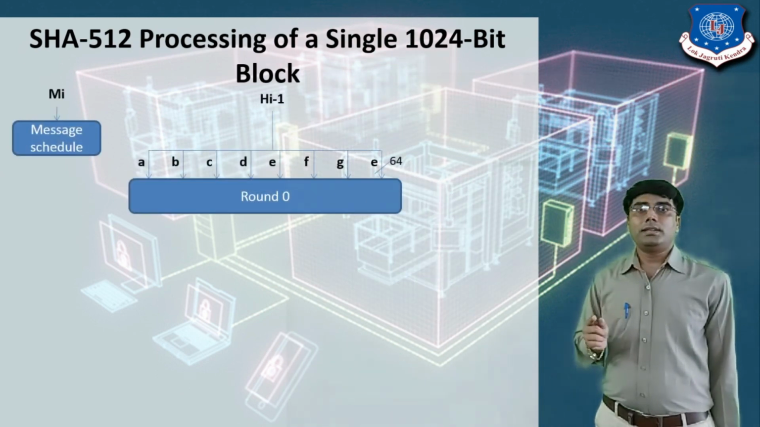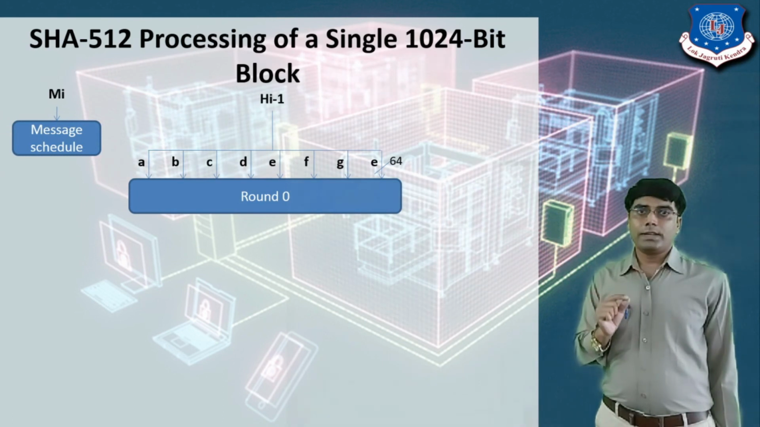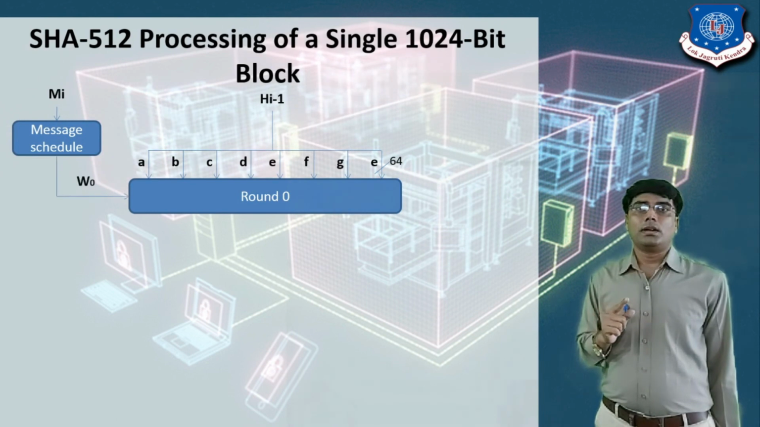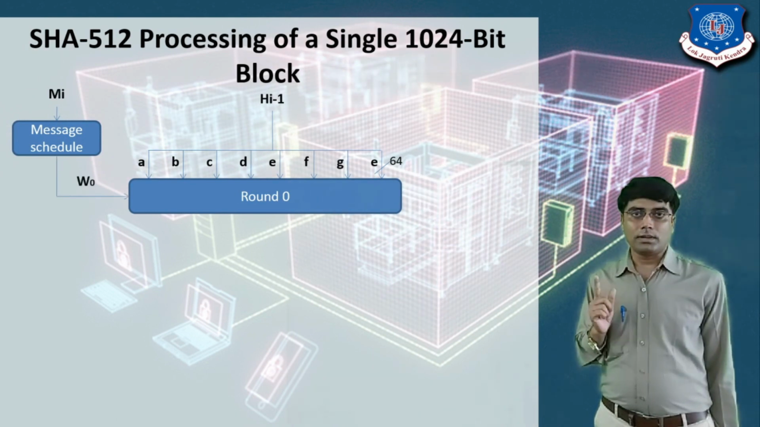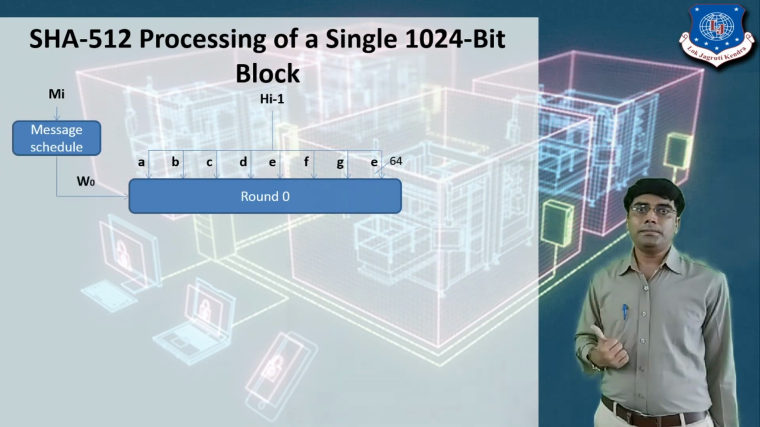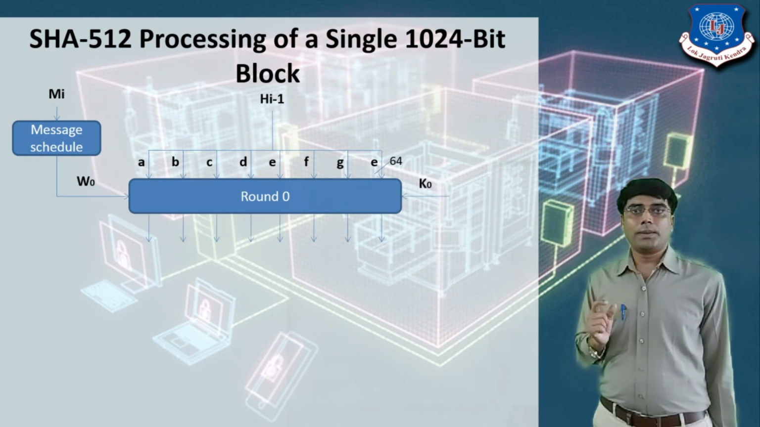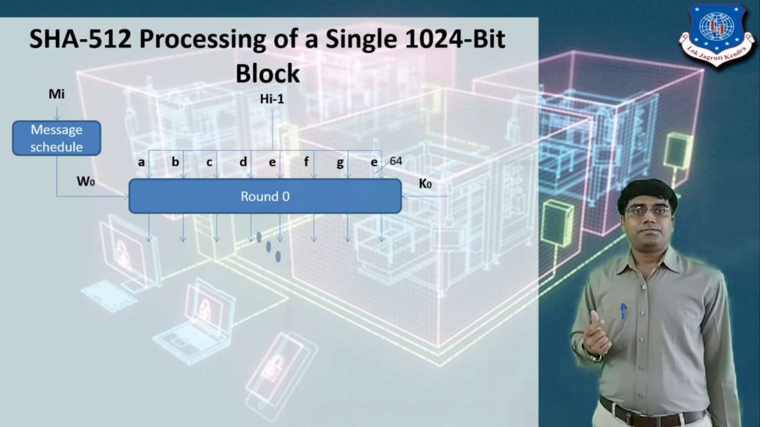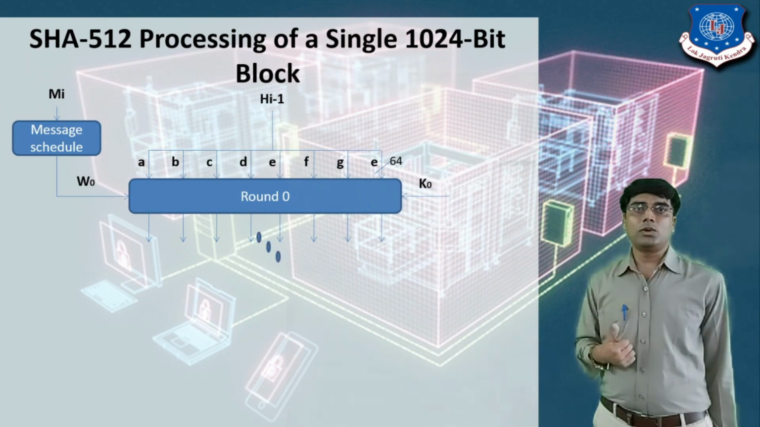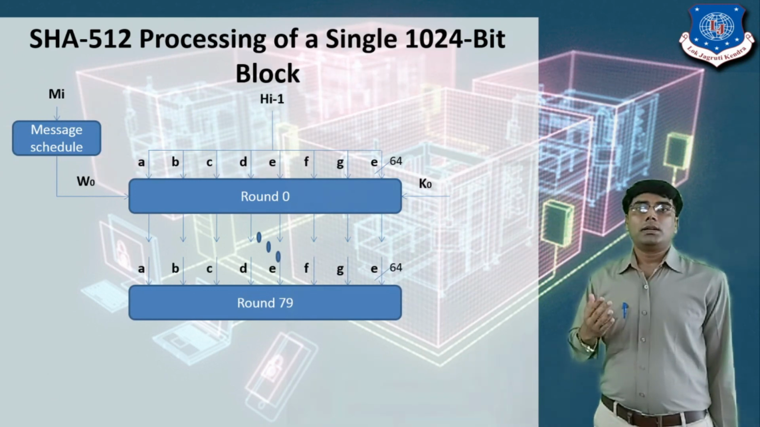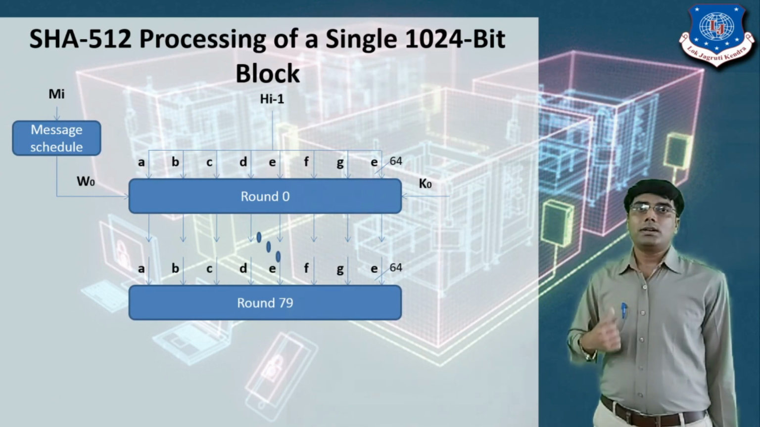Then here you can see in this figure you require 3 inputs. First the hash function buffers A, B, C, D, E, F, G, H. Then W0 is the second input. W0 represents the word, and the next input is K0, which represents the constant, and the output of round 0 will be given as input to the next round.